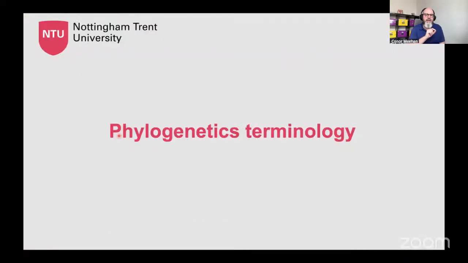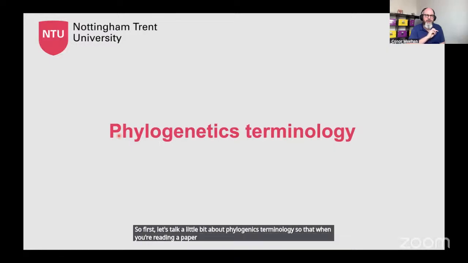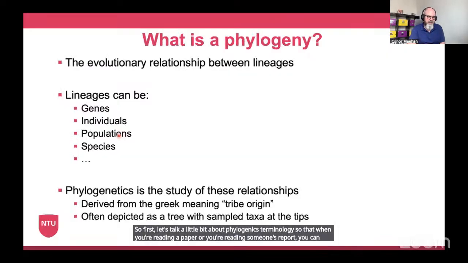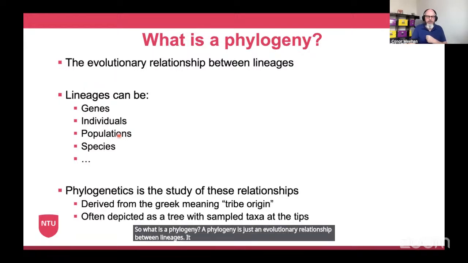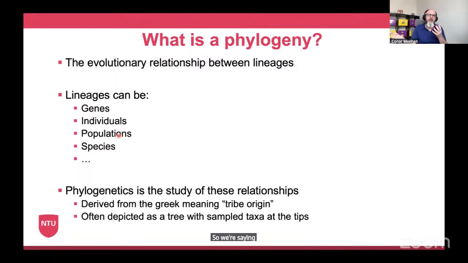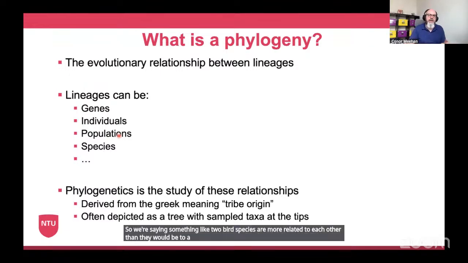So first, let's talk a little bit about phylogenetics terminology so that when you're reading a paper or someone's report, you can understand what the terms are that they're using. So what is a phylogeny? A phylogeny is just an evolutionary relationship between lineages. It's saying that sample 1 and sample 2 are more related to each other than they are to sample 3. So we're saying something like two bird species are more related to each other than they would be to a dolphin. So that's the evolutionary relationships between lineages.